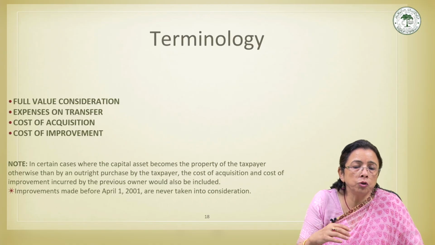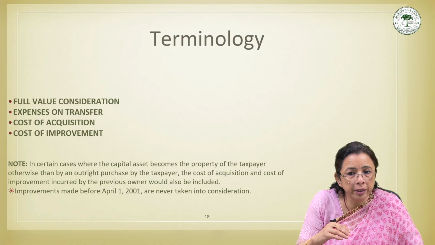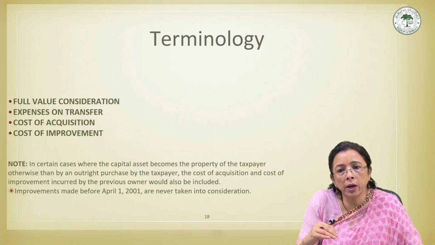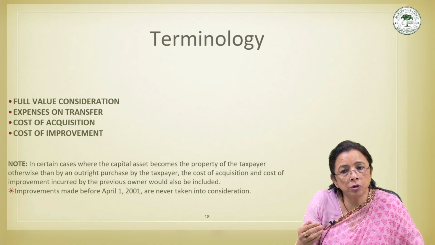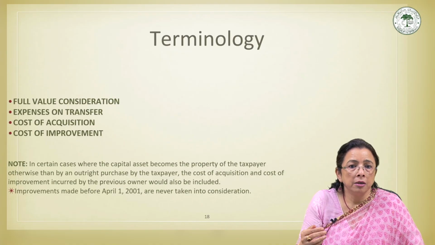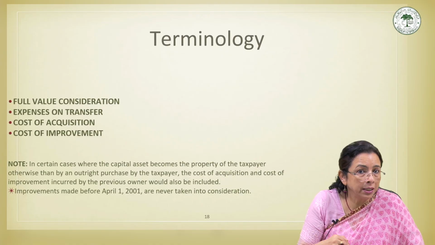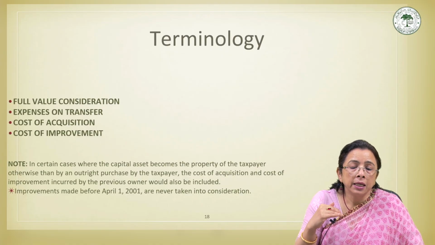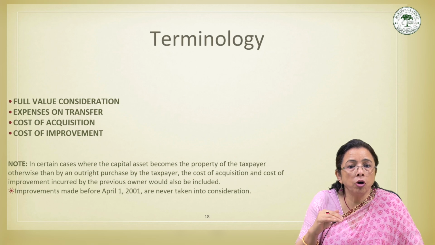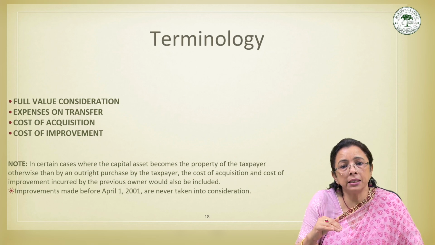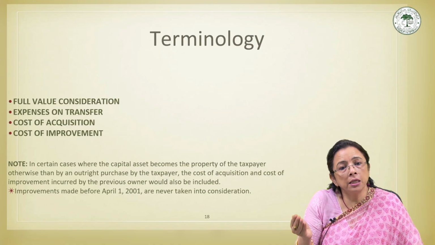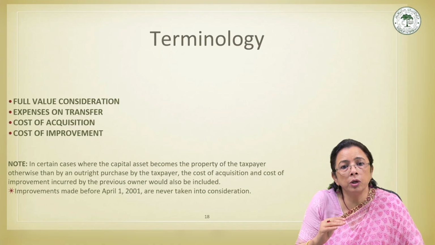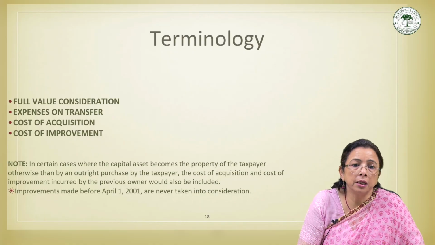However, an important rule applies here, that is, any improvement made before 1st April 2001 is ignored for tax purposes. Only improvements made on or after 1st April 2001 are considered. For example, if a house was renovated in 1998 and again in 2010, then the cost of 1998, that is the improvement cost, will be ignored, whereas the improvement that was done in 2010 will be taken into consideration.